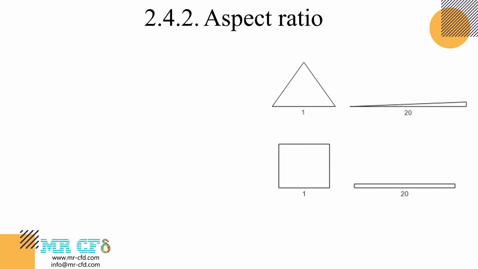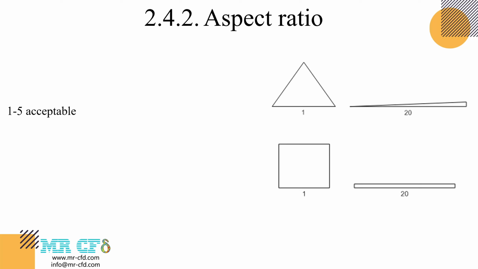On the right side of the slide, you can see visual examples that clearly illustrate this concept. At the top, we have an equilateral triangle with an aspect ratio of 1 compared to a highly stretched triangle with an aspect ratio of 20. Below, we see a perfect square with an aspect ratio of 1 contrasted with a stretched rectangle that has an aspect ratio of 20.